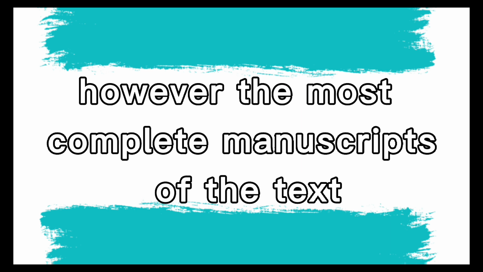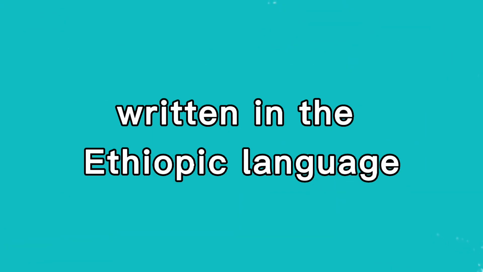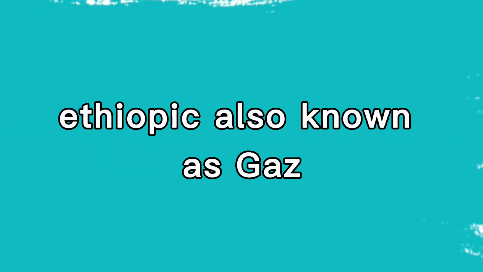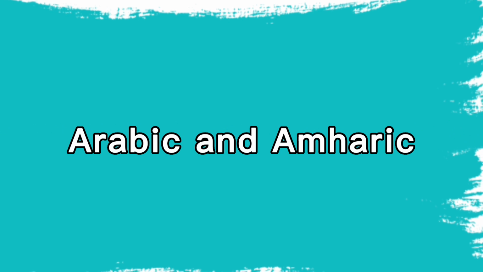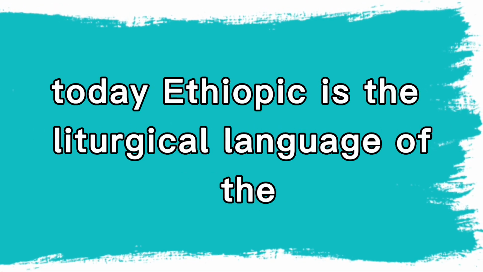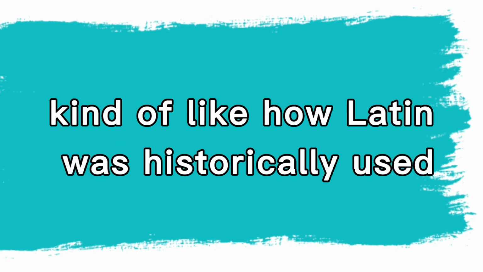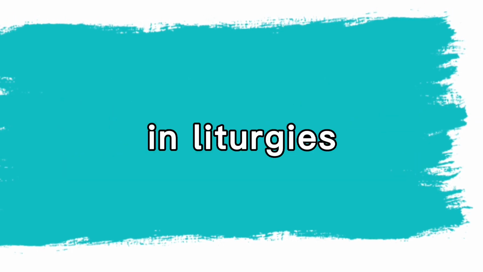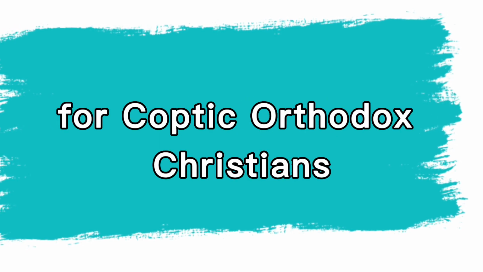However, the most complete manuscripts of the text date to the 15th or 16th centuries, written in the Ethiopic language. Ethiopic, also known as Ge'ez, is a Semitic language, a cousin of Hebrew, Arabic, and Amharic, one of the main spoken languages in Ethiopia today. Ethiopic is the liturgical language of the Ethiopian Orthodox Church, kind of like how Latin was historically used in liturgies for Catholics, or the Coptic language for Coptic Orthodox Christians.